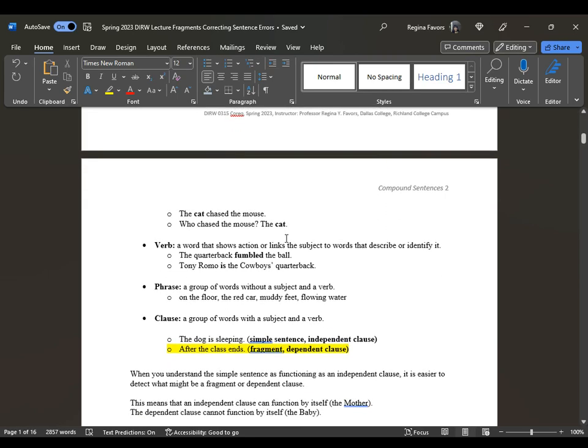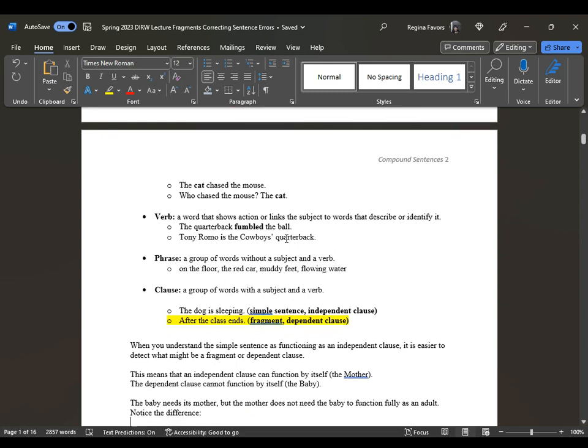A phrase, a group of words without a subject and a verb. Muddy feet, flowing water on the floor, the red car. Clause is a group of words with a subject and a verb. It just depends upon what type of clause it is. So the dog is sleeping, which would be a simple sentence independent clause.